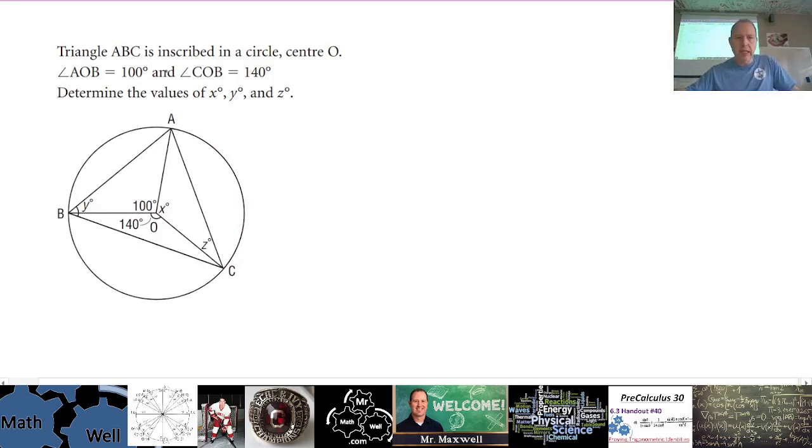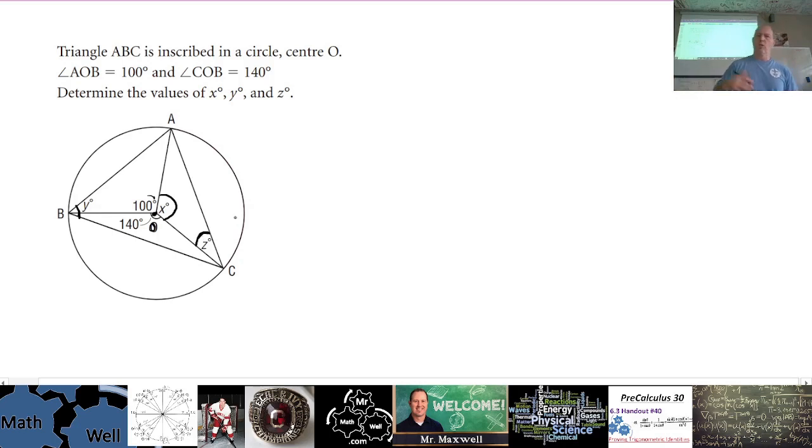So triangle ABC is inscribed in a circle. So here's A, right? B, C, okay? That's the circle, or the triangle inside the circle. We have a center O. Okay, so this is O at the center right here. And angle AOB is 100, it's shown there. COB is 140, it's shown there. Determine the angles of X, Y, and Z. Okay, so X is this one, Y is this whole thing here, and Z, it looks like it's just this little one here. Not the whole thing, but just this little one.